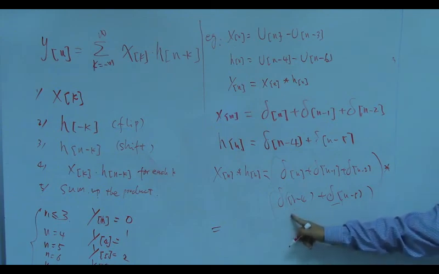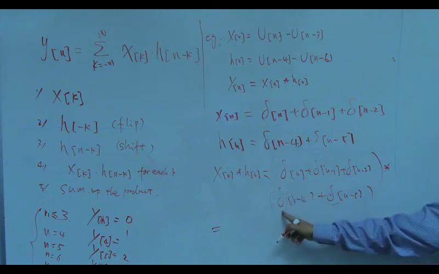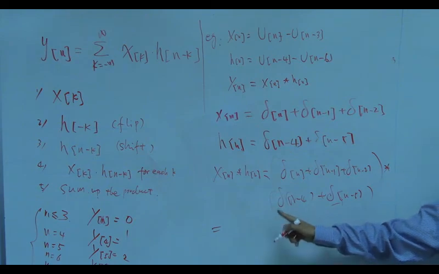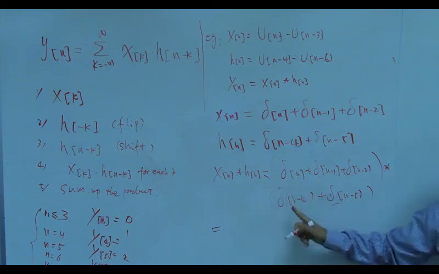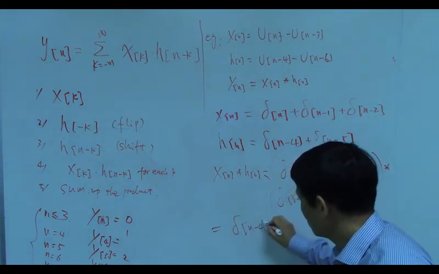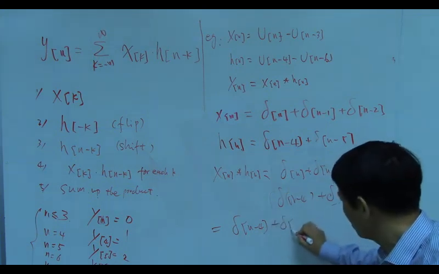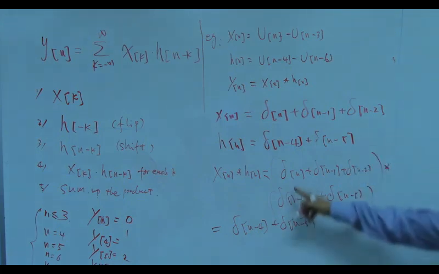This one, right? Because this is impulse. Impulse convolved with anything, you still get that thing. Make sense? Impulse convolved with xn, you get xn. So this one gives us this one. And this one convolved with this, you still get this one, right? So we still get this one. Right? We're done with this one.